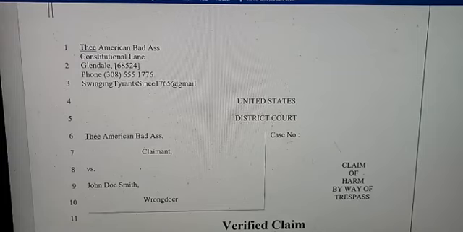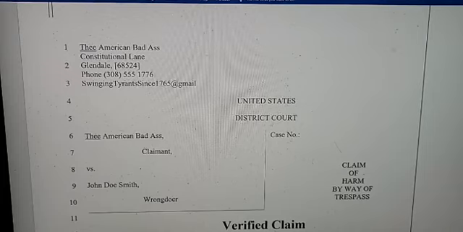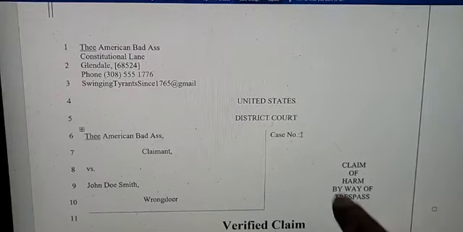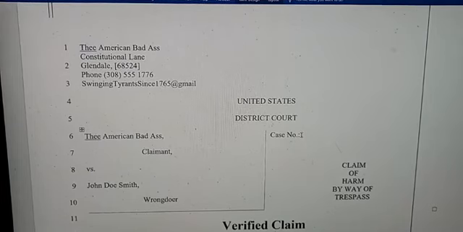All right, we're back. I told you I'd come back after restructuring the claim. Of course, we did our first claim, and you might go a little more articulate with a claim of harm by way of trespass. And again, that was for getting our docket number, if you recall.